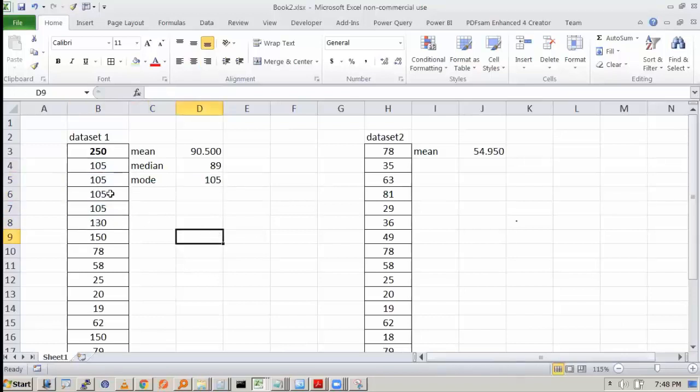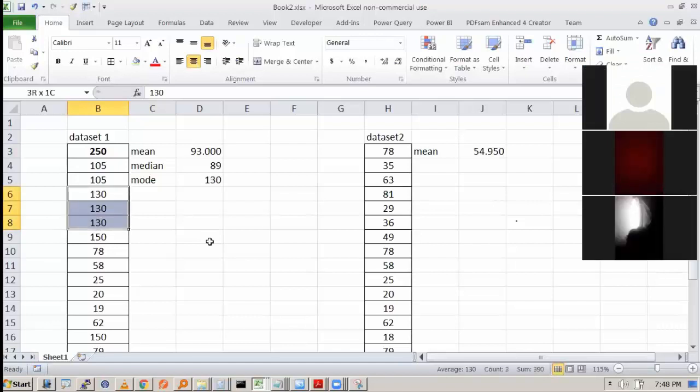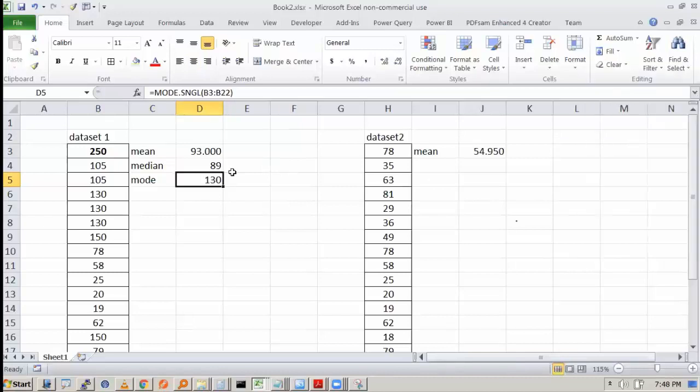So instead of, let's say, 105, suppose we write 130. See, it has become 130. 130 is occurring most of the time now, so your mode has changed to 130. That is the idea. It will automatically compute the highest occurrence.